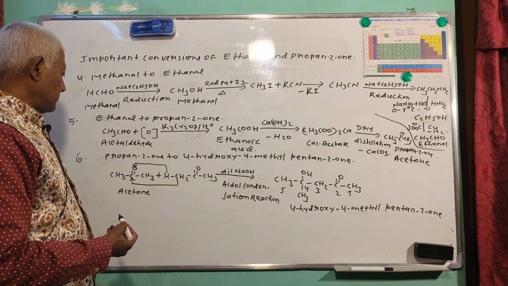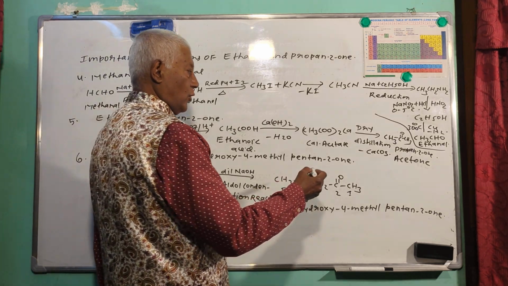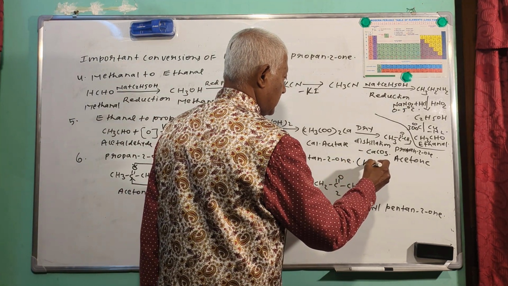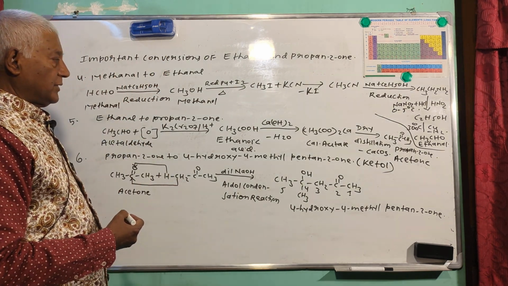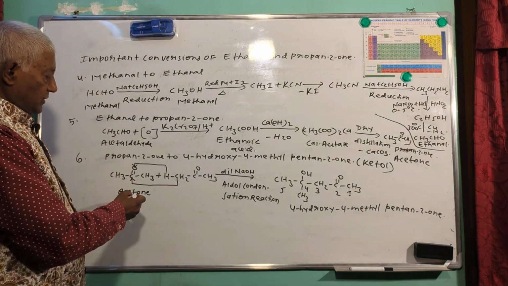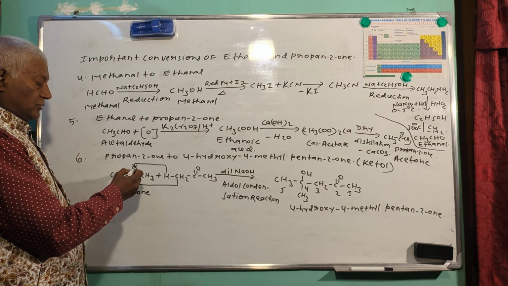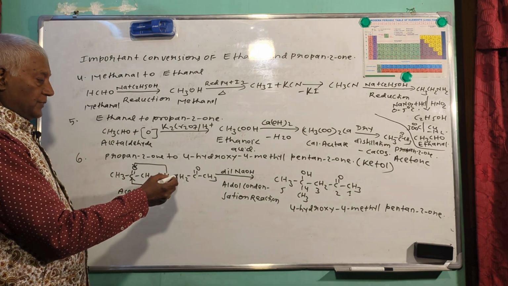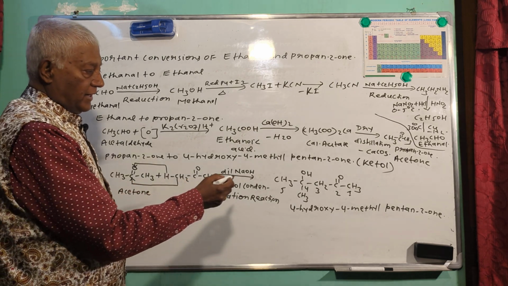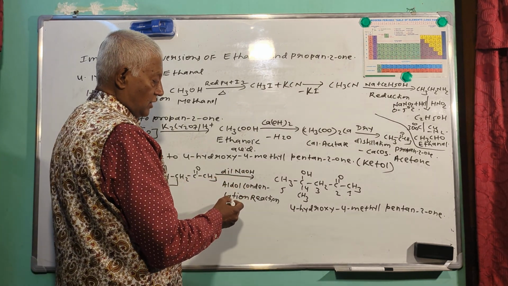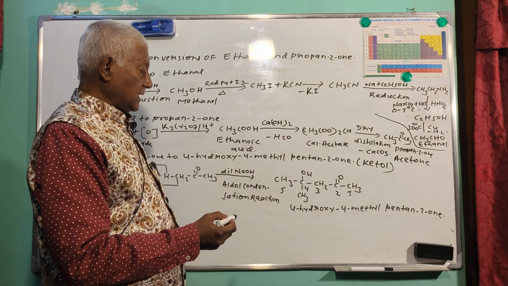The last important one is propan-2-one to 4-hydroxy-4-methylpentan-2-one. That is also known as ketone condensation, we can say. So what we get is the ketone compound, that is acetone. Two molecules are involved here. The H combines with this, so we get the OH group. That CH2 combines here, attacking this carbon. So we get this product, the addition product. What type of reaction is this? This one is the aldol condensation reaction.